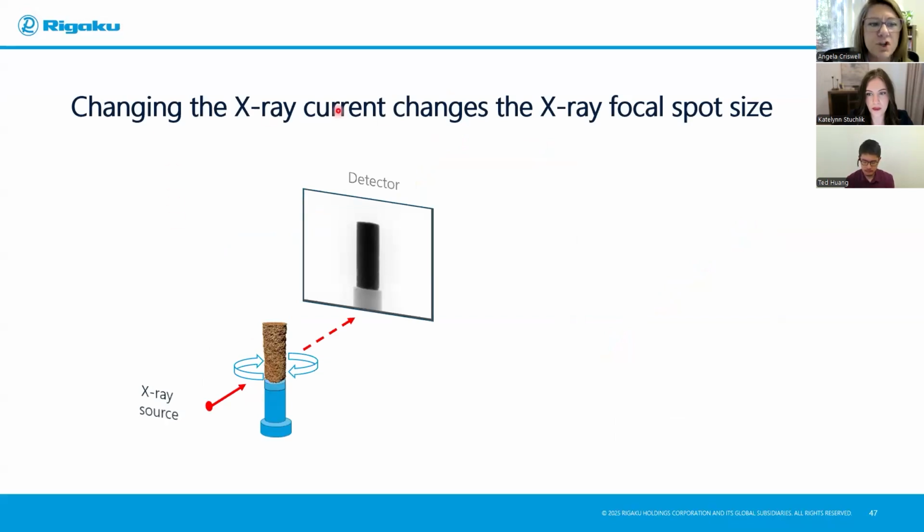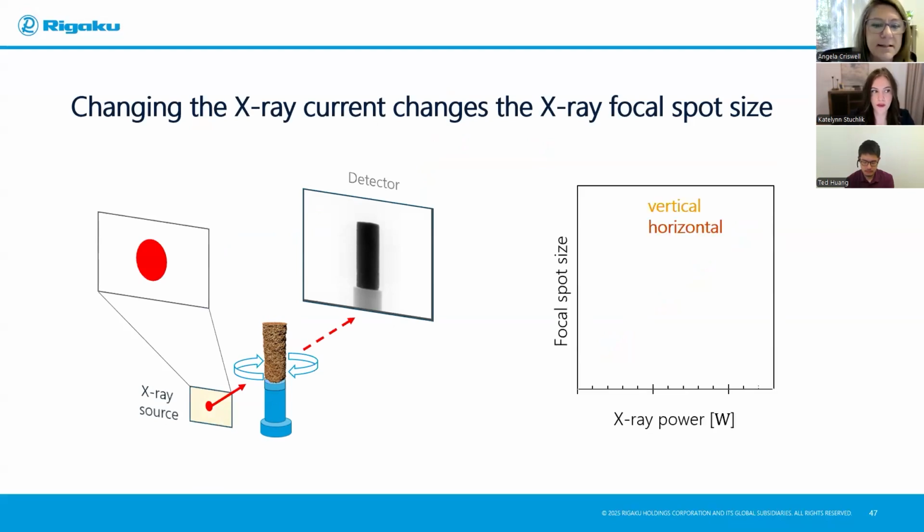It turns out that if you change the current, this is going to affect the X-ray focal spot size. And you ask, well, how does that work? So here's our X-ray source with our focal spot size shown here. I'm going to zoom in and show you a bigger picture. Let's say that we want to turn up the X-ray power. It turns out that the focal spot size increases both vertically and horizontally in that case. This happens because as you increase the power of the instrument, you also increase the amount of heat generated, and there is some defocusing that occurs with the instrument.